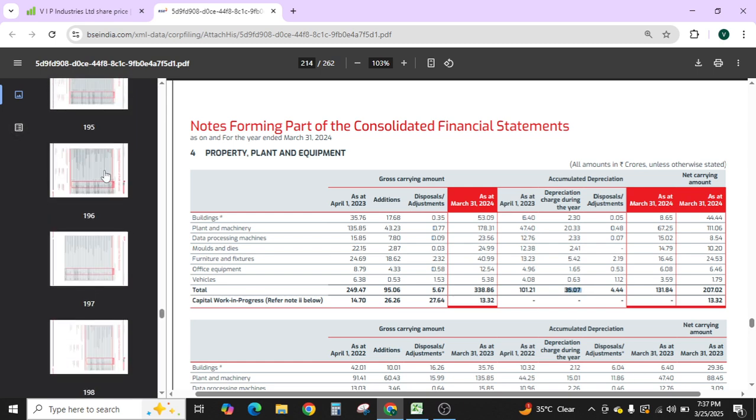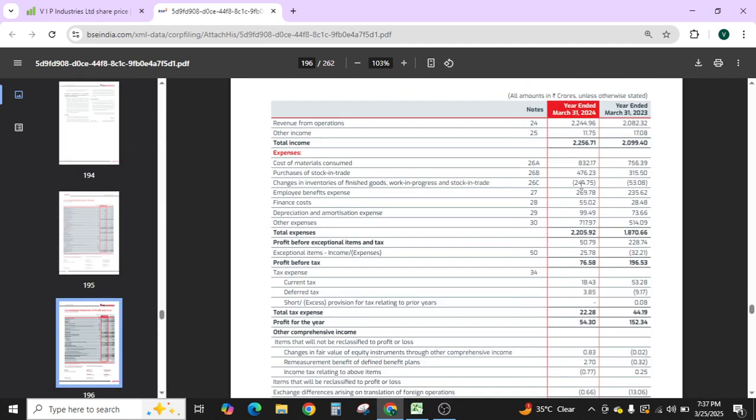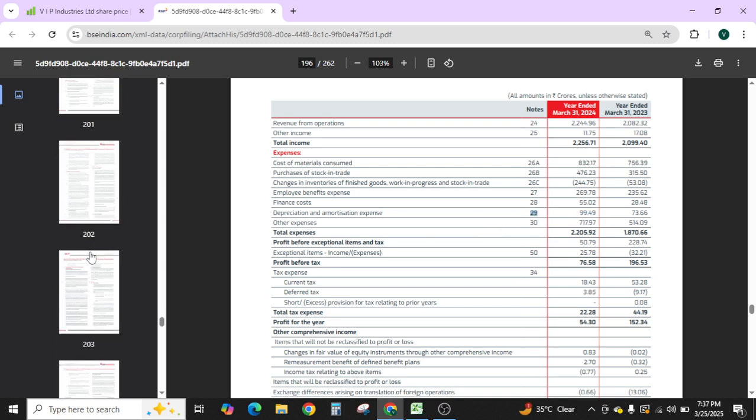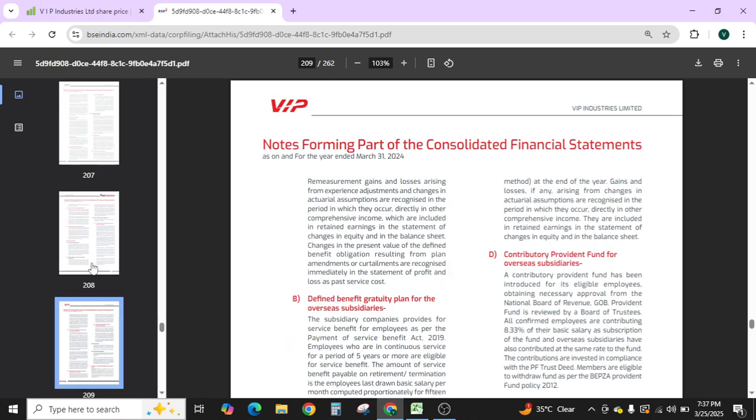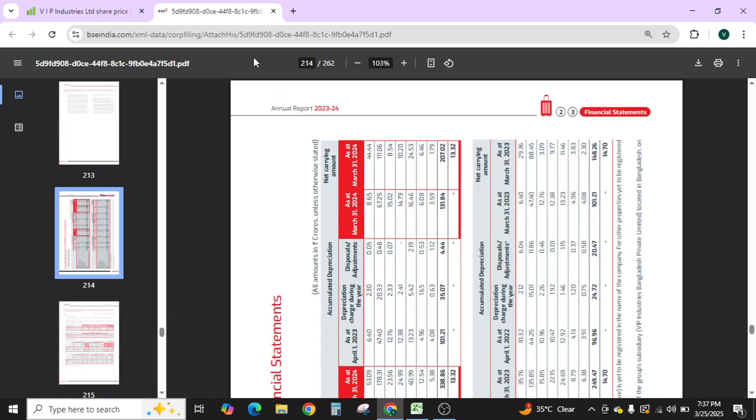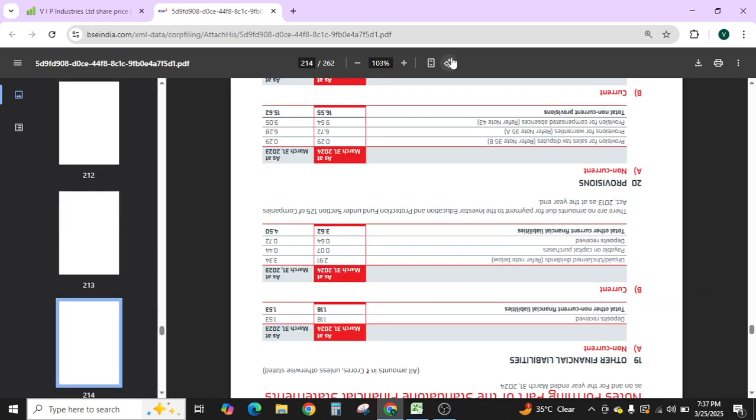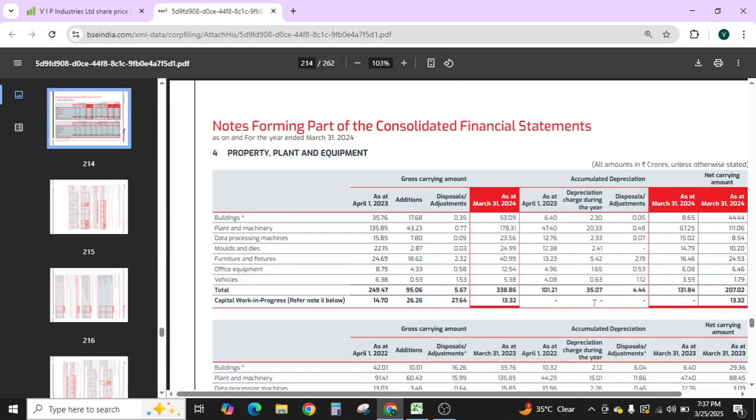If we see, this is PNL depreciation. Oh yeah, there is amortization too, 99.49. If we see footnote 29, yeah, there is depreciation too, which I forgot. See, in footnote 29 they have given more breakup.